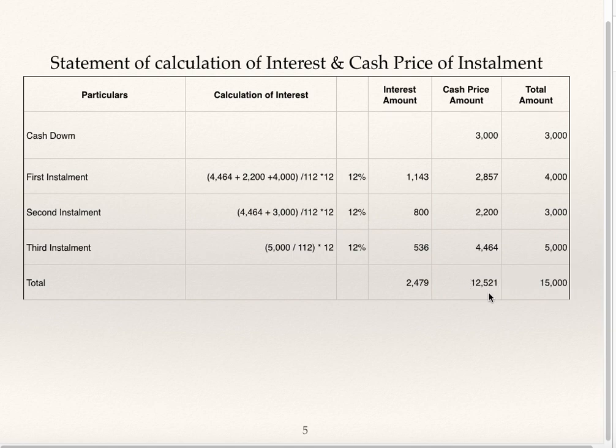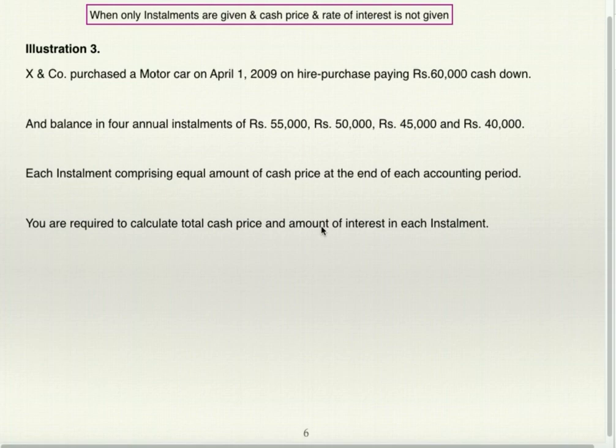This is what you have been asked to find out: total cash price, which is 12,521. This is very important. Calculation of cash price. Now we'll see illustration 3. When only installments are given, cash price, rate of interest are not given. So sometimes rate of interest is also missing, cash price is also missing. Then we'll see how to calculate interest.